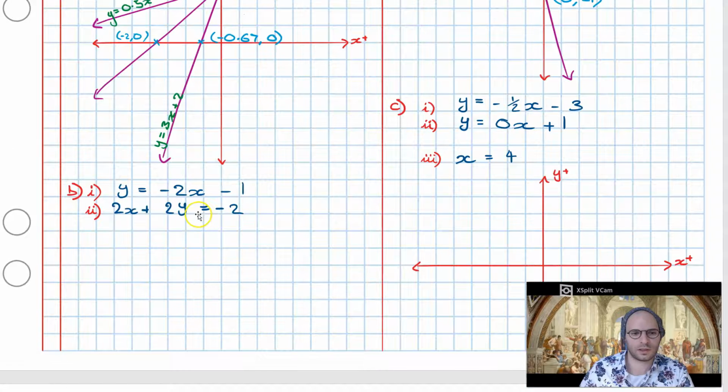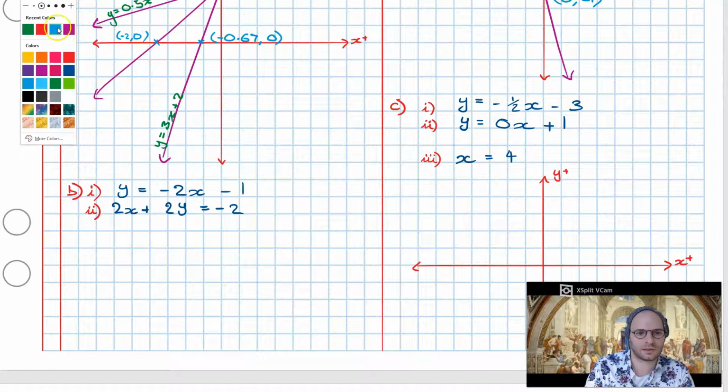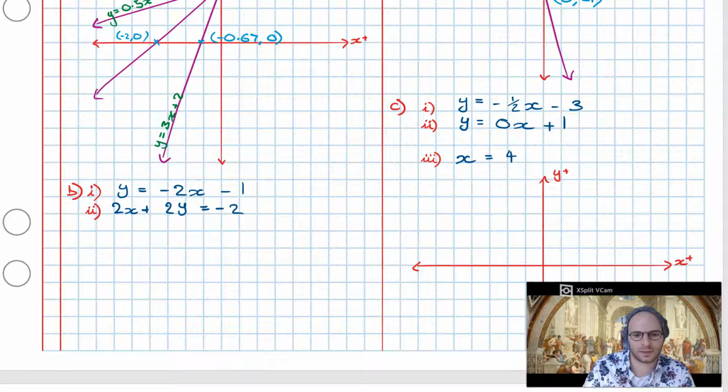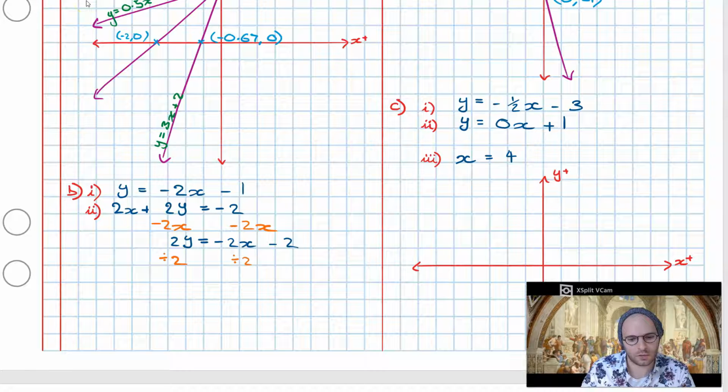Rather, what I'm going to do is rearrange this into slope-intercept form and then sketch it. So to do that, I am going to take 2x from both sides, then divide by the coefficient in front of y.